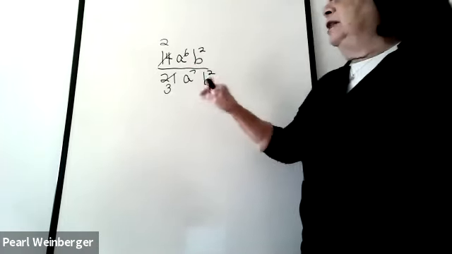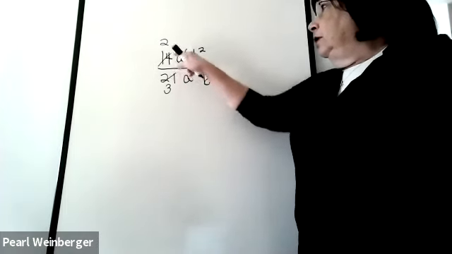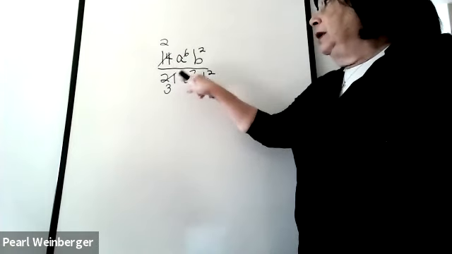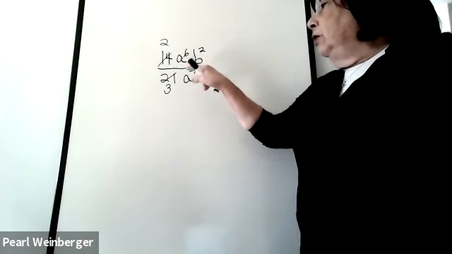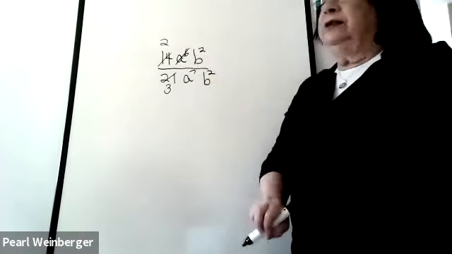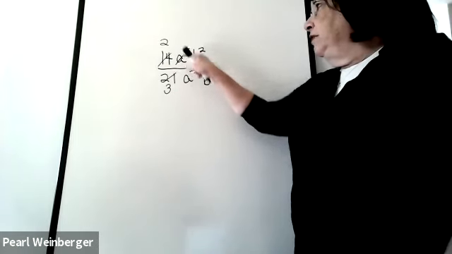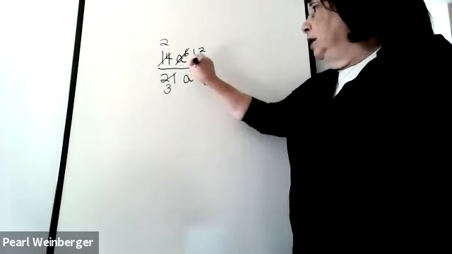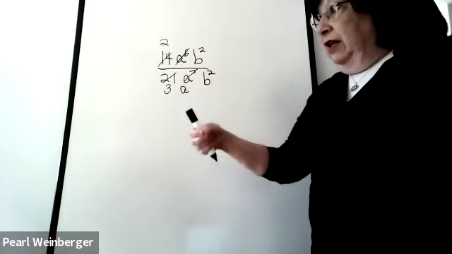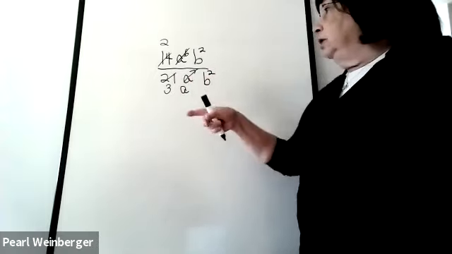Okay, now we look at the variables. First of all, the a's. We have an a^6 on top and an a^7 on the bottom. The lower exponent is the a^6, so that gets crossed out, that gets canceled out. And I subtract that exponent from the bottom. 7 minus 6 is just 1. So I'm left with a to the 1, which is just an a, and it's left on the bottom. It always is left where the larger exponent is.